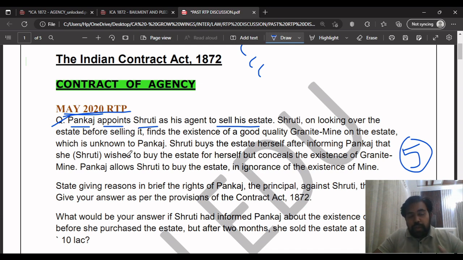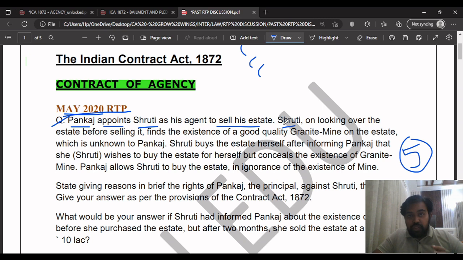Now, please focus on this question. Pankaj, the principal, appoints Shruti to sell his estate. Even when I was discussing this provision in the revision video, I told you it is very important. So let's get into the question now. I'll not talk too much because I've told it so many times, even in the TYK discussion video. I've also explained in the test your knowledge question video how to break the question, how to mark the important keywords, and how to write the solution. I've explained the entire thing taking one case study as an example. So do check out that video as well.